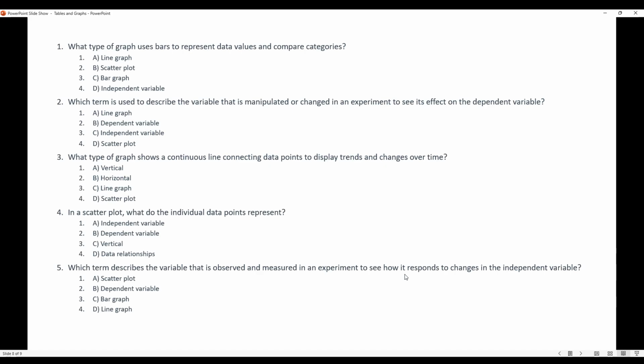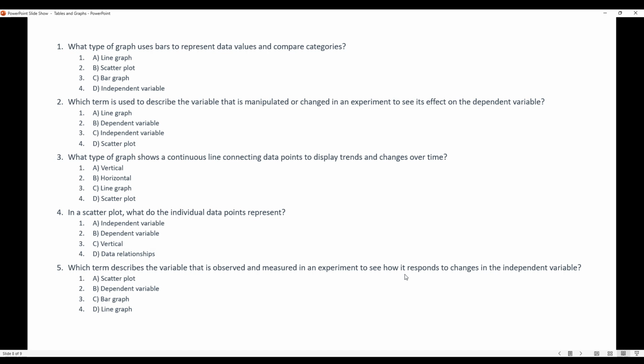Here I have a quick quiz for you, and I want you to pause the video and answer these questions. I'm going to go ahead and read the questions for you, and then you can pause and answer them. One, what type of graph uses bars to represent data, values, and compare categories? Is it the line graph, scatter plot, bar graph, independent variable? Two, which term is used to describe the variable that is manipulated or changed in an experiment to see its effect on the dependent variable? Is it the line graph, the dependent variable, independent variable, or the scatter plot?